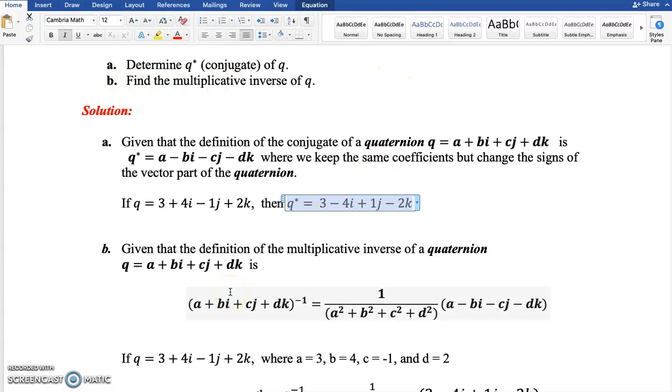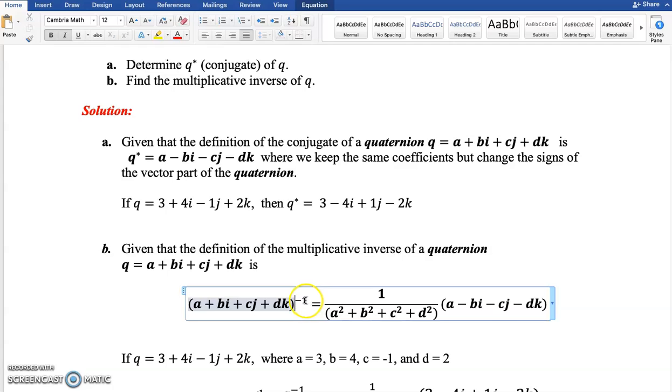Now, in part B, we are asked to find the multiplicative inverse of Q. Let's recall the definition of a multiplicative inverse. Given a quaternion Q of the form A plus Bi plus Cj plus Dk, its inverse is defined as, so this is the notation for inverse, as we already know, 1 over the sum of the squares of the coefficients, so 1 over a squared plus b squared plus c squared plus d squared.